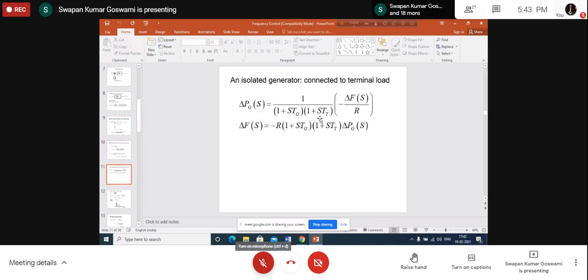So here, this is what we write: del Fs by R, 1 by 1 plus STG, 1 by 1 plus STT. This is the relation. Del PCS now is equal to 0 because we have not given any power increase command. So how much is del Fs by R? If power output changes, how the power output changes is not obvious from here, because power output will change if some load is connected. So we are connecting some load at the terminal of the generator. As a result, del PG is changing. That much we have to mention here because this is not obvious from the equation.